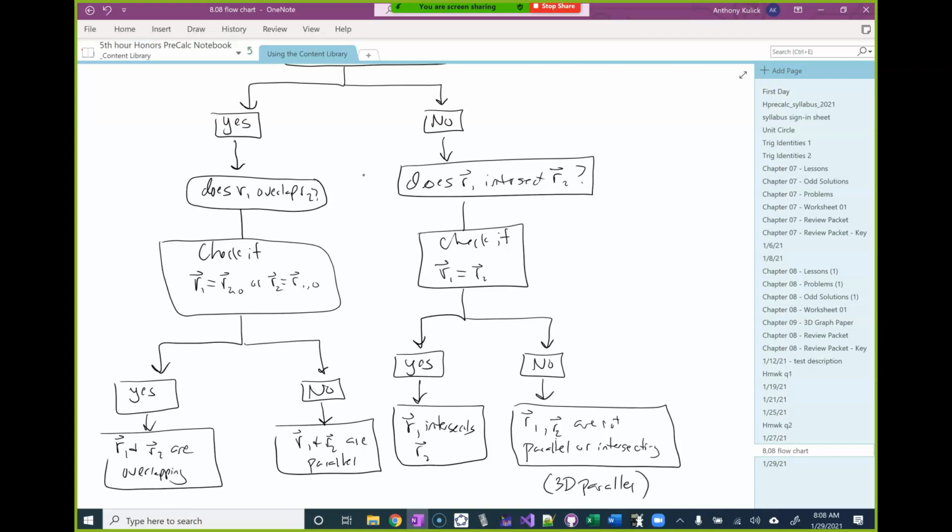Jacob. Oh, what does it say? Like under yes, it does R, then I can't see the second part. So I have, does R1 overlap R2? Oh, all right, thank you. And then on the other side it says, does R1 intersect R2? All right. Yeah, no problem.